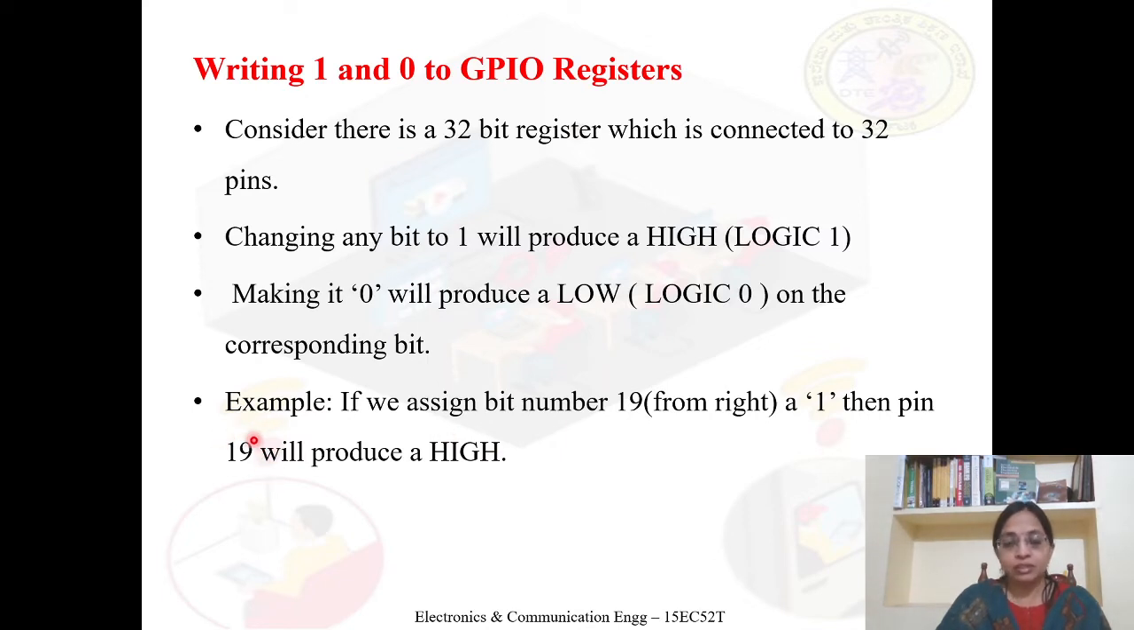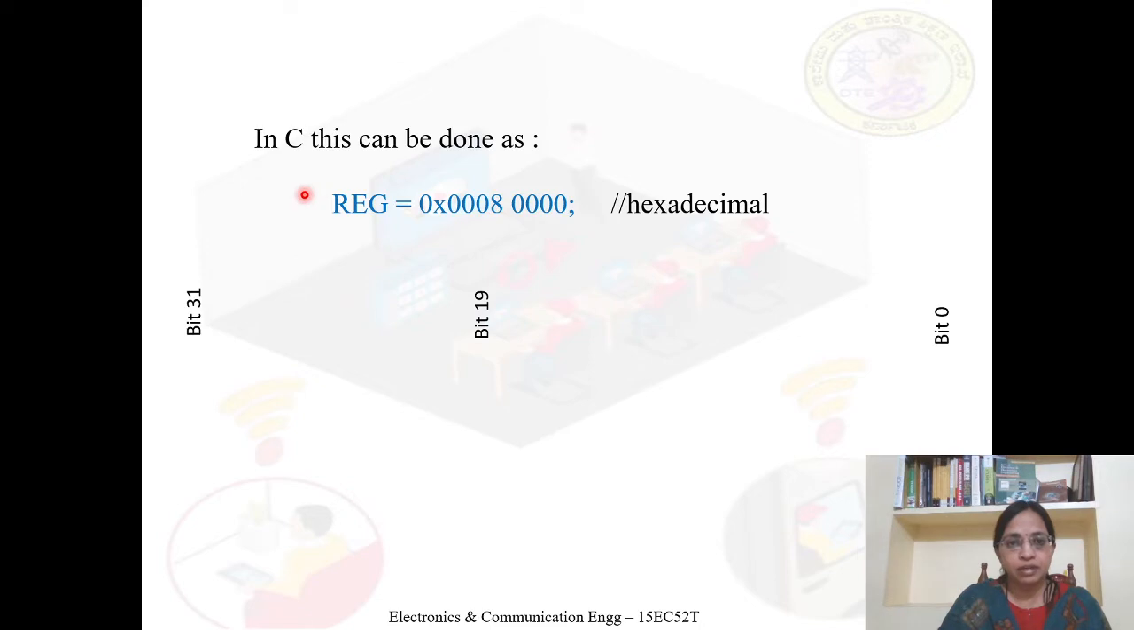Okay. The same thing can be written in embedded C as REG = 0x00080000. So this is a hexadecimal number. So 0x means what? It is a hexadecimal number. Okay. So how did I obtain this hexadecimal number?